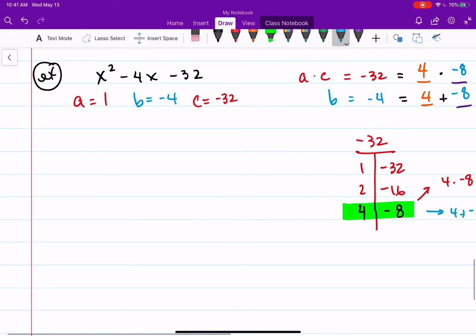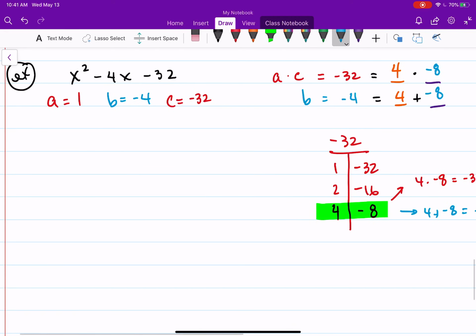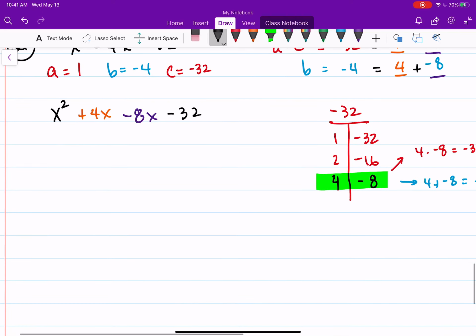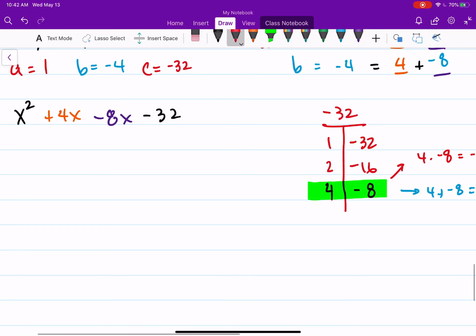So let's split the middle term. x squared is going to be plus 4x minus 8x minus 32. Yes, you can still flip the 4 and the 8. I just figured I'd do the third term being negative here. Strategically speaking, I would say yes, you should do that. All right, so here we go.